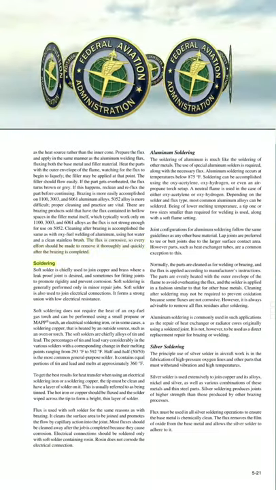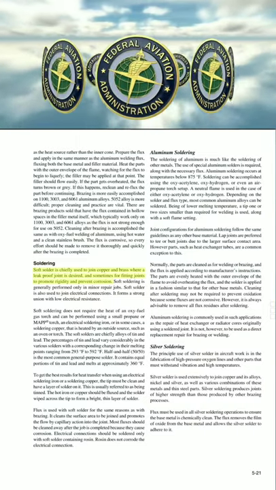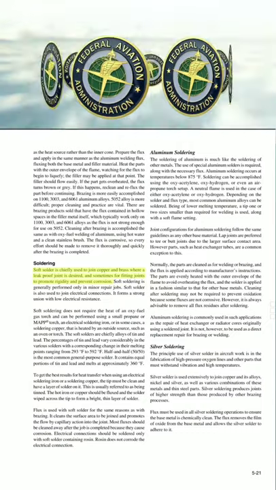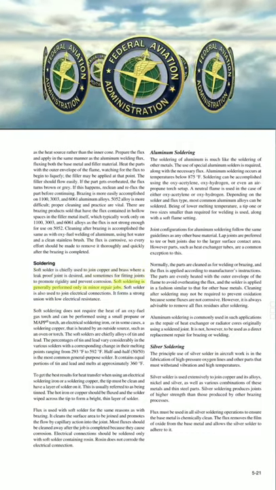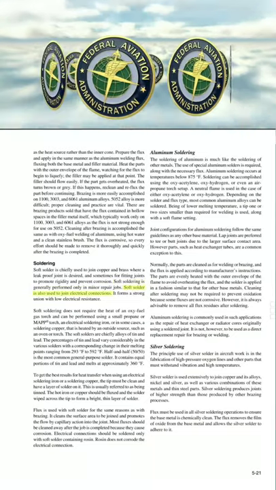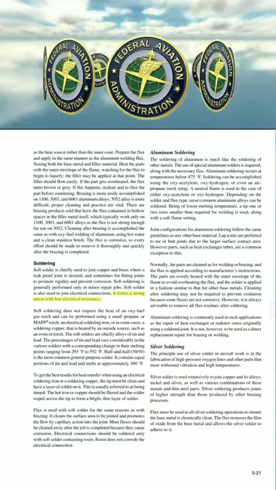Soldering. Soft solder is chiefly used to join copper and brass, where a leak-proof joint is desired, and sometimes for fitting joints, to promote rigidity and prevent corrosion. Soft soldering is generally performed only in minor repair jobs. Soft solder is also used to join electrical connections. It forms a strong union with low electrical resistance.